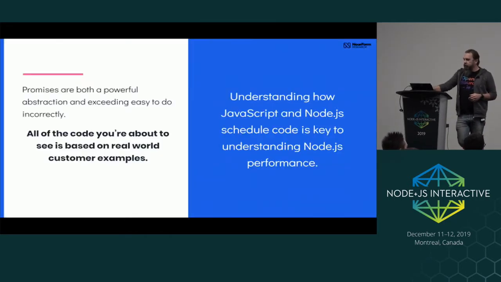So promises are powerful. Yes, they're in the language. You really have to understand how they function and what their purpose is, when to use them, and especially when not to use them. Everything that I'm going to show you is based on what we have seen actual customers do in production code. I've simplified the examples, and I'm not going to say which customers and which companies are doing what, so I've completely anonymized it. Some of the examples may look a bit contrived, but they are based on stuff we've actually seen out in the real world.